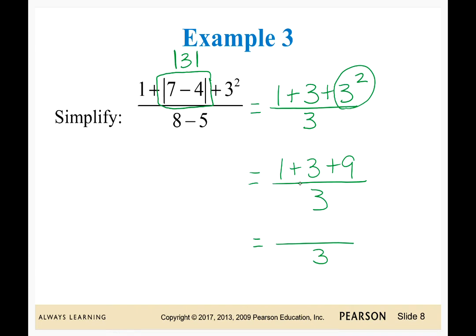So if you want to do that addition all at the same time, that's perfectly okay. 1 plus 3 is 4. 4 plus 9 is 13. And now let's see, can we do this division? So 13 thirds. 13 and 3 are both prime numbers, so we cannot simplify this fraction. So that would be my final answer, 13 thirds.